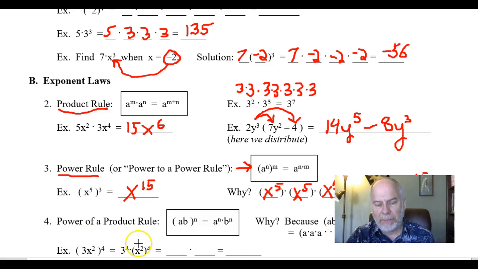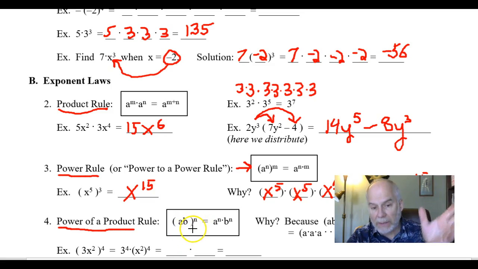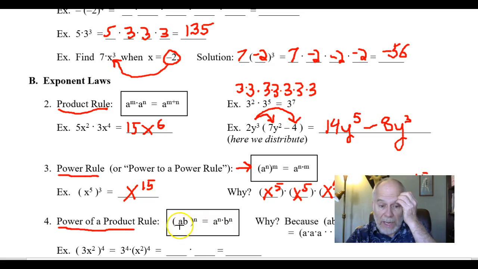Now the next example or rule is called the power of a product rule. Now this is where I have a product of two things. So inside the parentheses here, AB, that means A times B, so that's a product, taken to a power, so power of a product. And so basically it just means that you can take each item inside there to that power. So A to the nth power and B to the nth power.